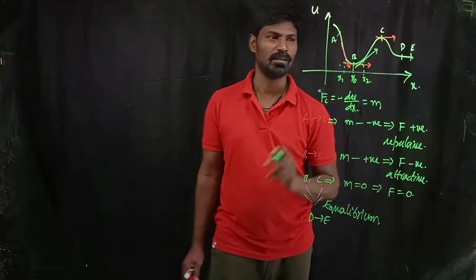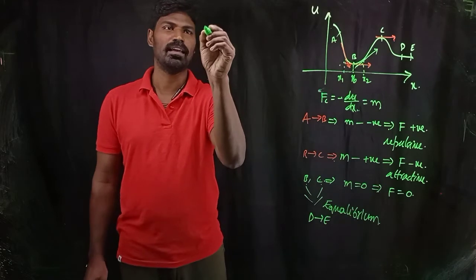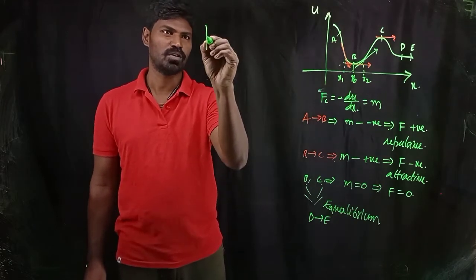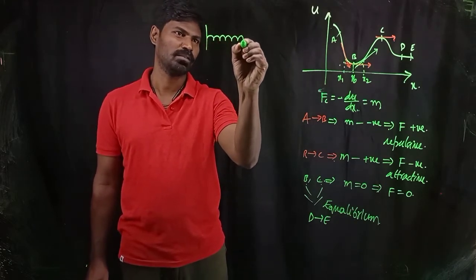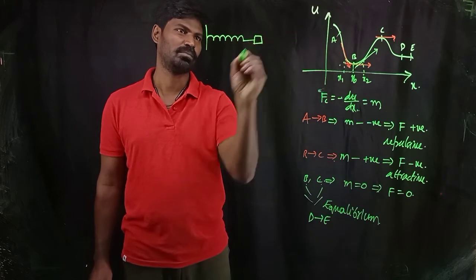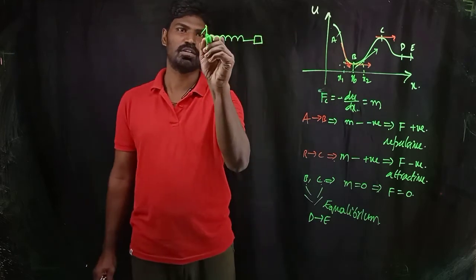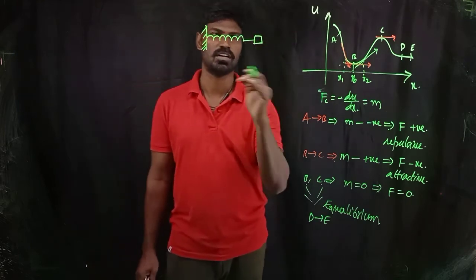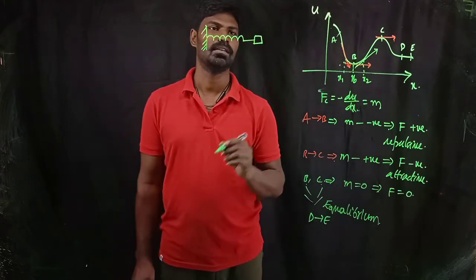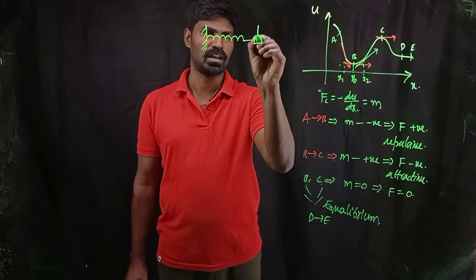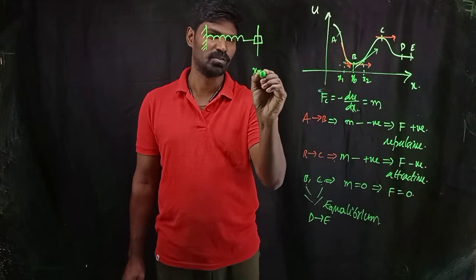It is attractive. This I wanted to show you in a physical situation like this. So I am considering a spring to which a particle of mass m is attached. This is the natural length of the spring. It is neither stretched nor compressed. Equilibrium length. So this configuration I am taking as x equal to 0.